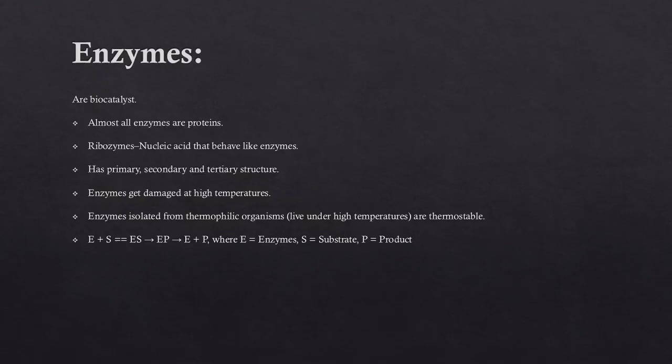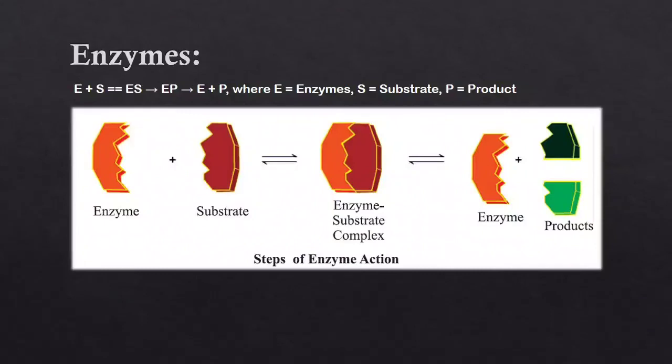Now, for this activity of the enzyme to be performed, there are certain steps involved. The steps are given in this figure, that is E plus S. Now, when I say E, it is enzyme. When I say S, it is substrate. So, E plus S gives ES, that is enzyme substrate complex, which gives out enzyme plus the product. This is how the steps of enzyme activity, the action of an enzyme, happens.